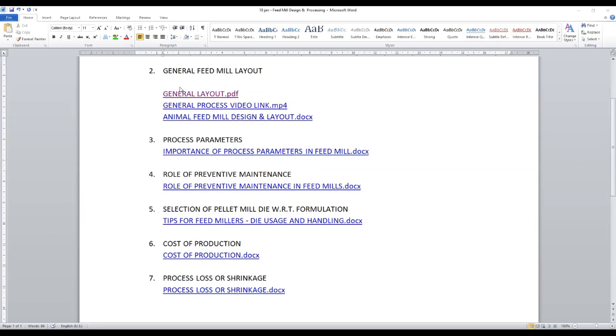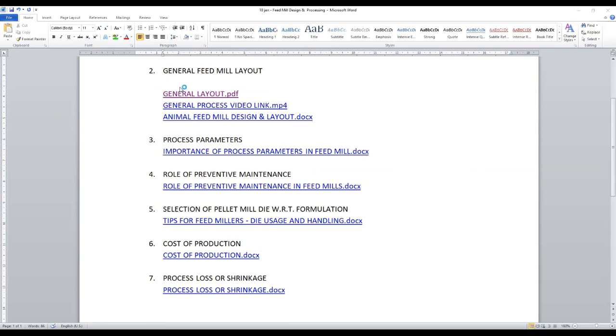Then the fourth one is the role of preventive maintenance. As we all know that a stitch in time saves nine. So maintenance is an important part of feed mill management. So how we can save our money and enhance the feed quality by scheduling a preventive maintenance. So we'll discuss regarding that.